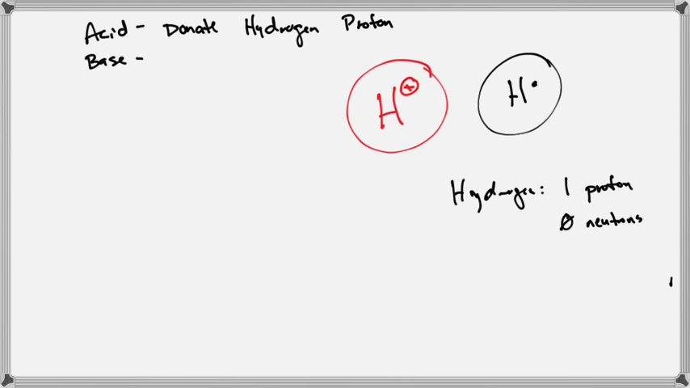How many electrons should it have? 1. Awesome. This is what we would define as a hydrogen atom: 1 proton, 0 neutrons, and 1 electron. Okay, that is a hydrogen atom. If we're talking about your definition for acids donating protons, what are we talking about? Well, we're talking about H+. How do I become a positively charged hydrogen? I have to lose that 1 electron. And if I lose that 1 electron, what's left? 1 proton. Okay?